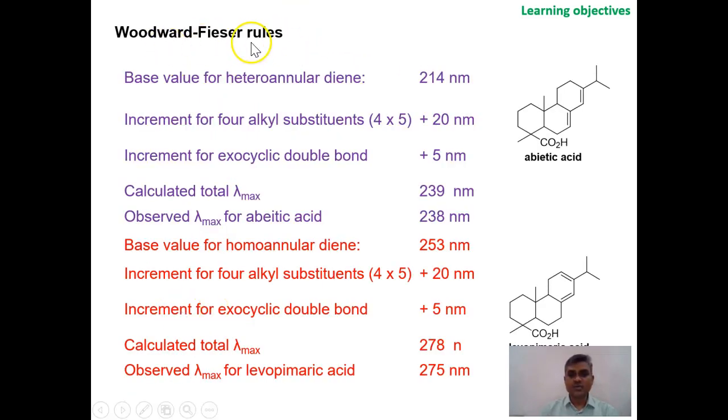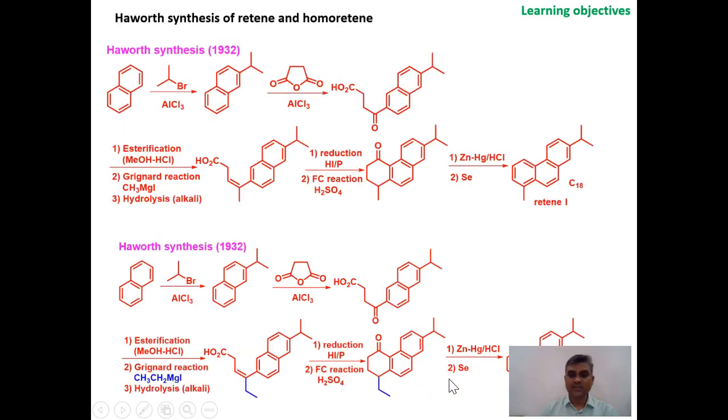Now the second one is about the Woodward-Fieser rules applied to abietic acid as well as levopimaric acid. Abietic acid is a heteroannular diene, levopimaric is a homoannular diene, and according to the Woodward-Fieser rule, these are the calculations shown. The calculated value is 239 nanometers for abietic acid and the observed value is 238 nanometers. For levopimaric acid, it is 253 nanometers for the homoannular diene. This 5 nanometer is the increment for alkyl substitution. It is 1, 2, 3 and 4 substitution. This is an exocyclic double bond, and the expected value is 278 nanometers and the observed value is 275 nanometers.